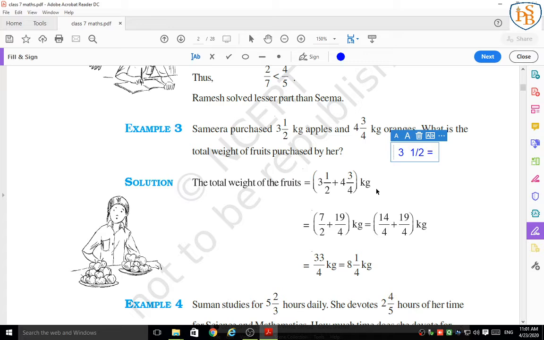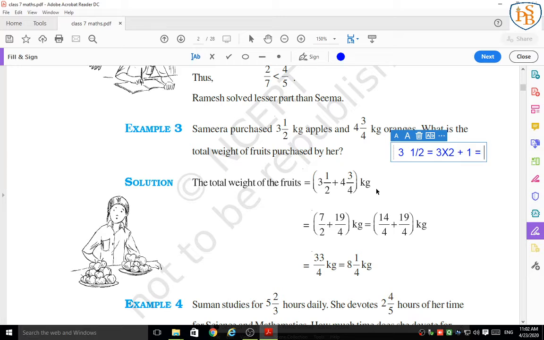When we see the crossed numbers, we have to multiply them. So that is the whole number, which is 3. We have to multiply that number with our denominator, that is 2, and after that we have to add that answer to our numerator, that is 1. Do you get this, students?